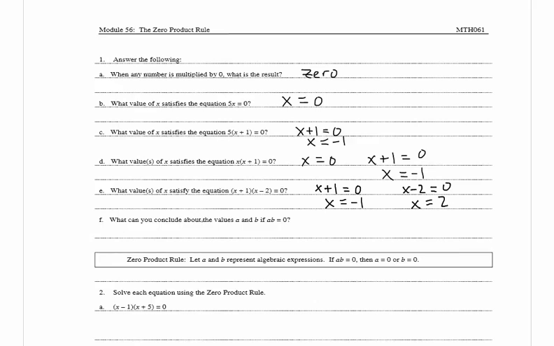What can you conclude about the values of a and b if a times b is equal to 0? And we can conclude that a is equal to 0 or b is equal to 0.